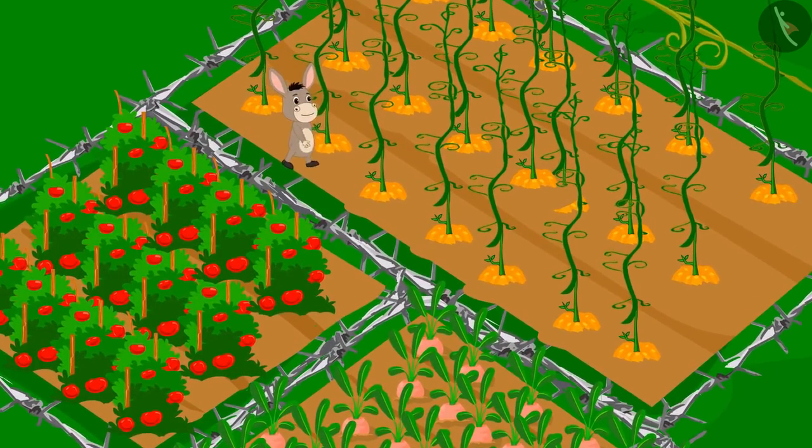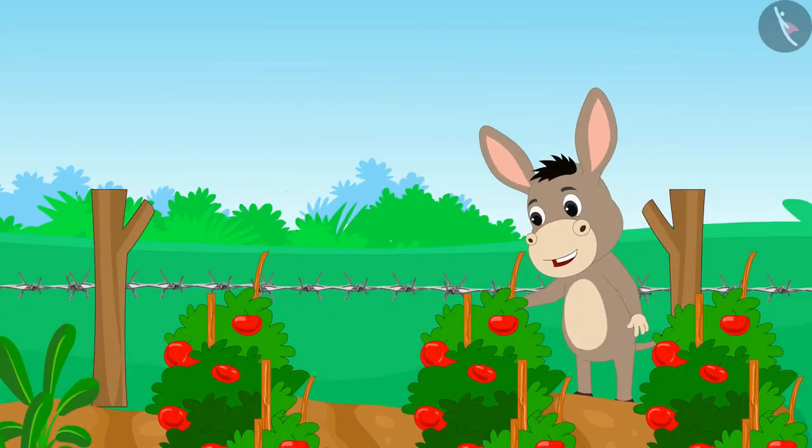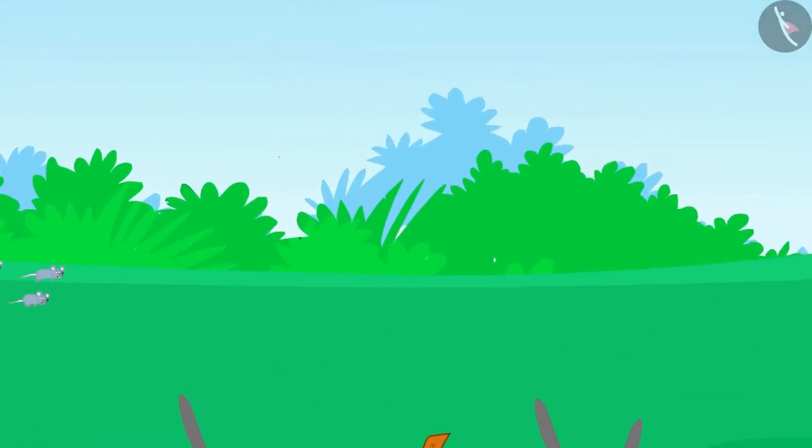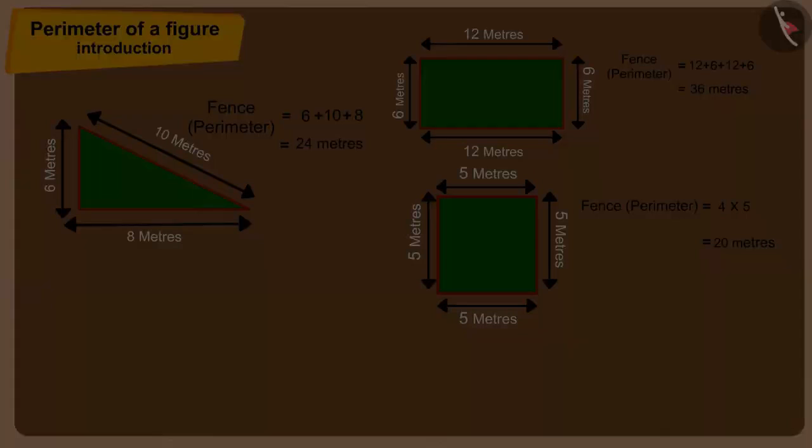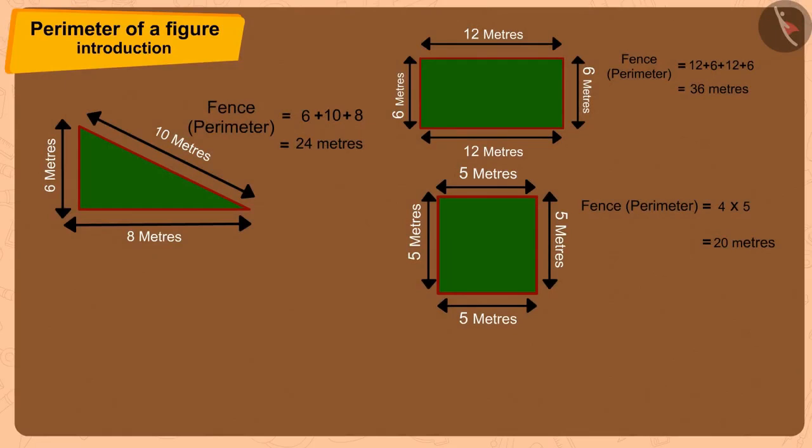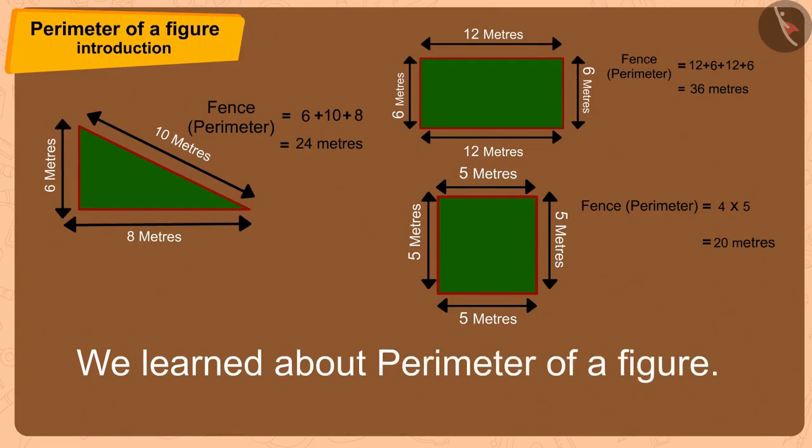Bhola finally put up a barbed wire fence around his farm, and those mice never bothered Bhola again. Children, in this video, we learned about perimeter of a figure. In the next video, we will learn more about it by using some interesting examples.